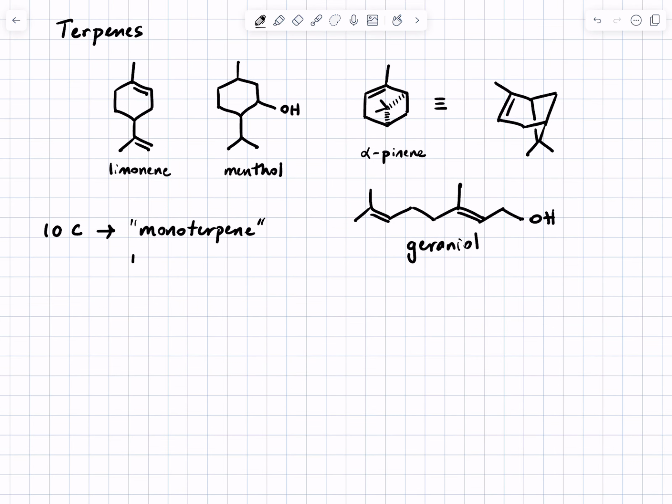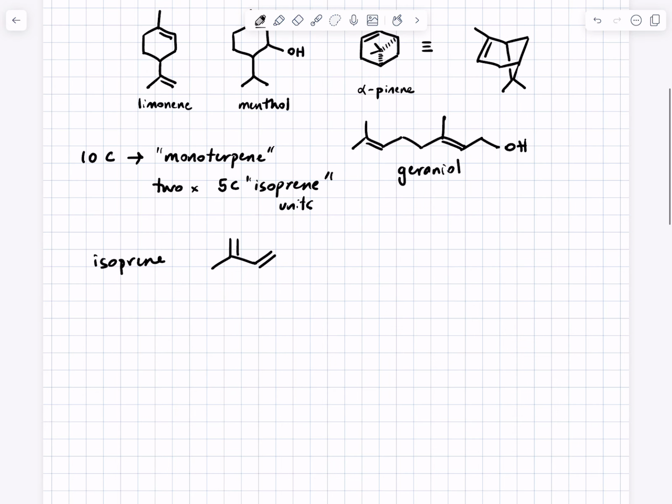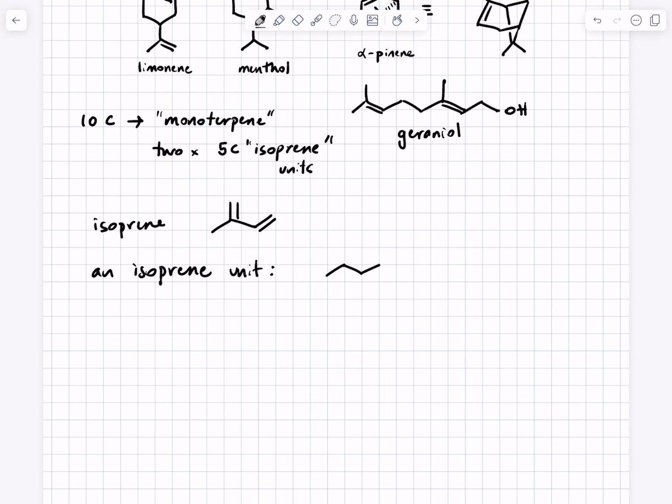A terpene technically then has 10 carbons, and they are comprised of 2 5-carbon, what we're going to call isoprene units. What do we mean by isoprene? Isoprene itself is the following alkene. An isoprene unit is a network of 5 carbons that follow that basic pattern, 4 carbons in a row and a branching point on the second carbon. That is an isoprene unit.